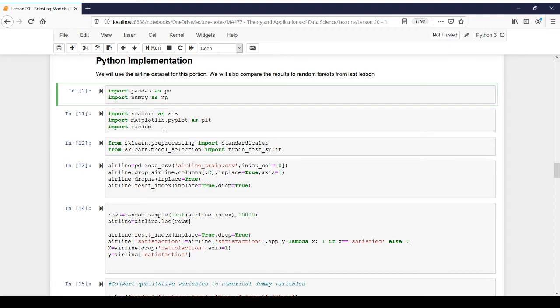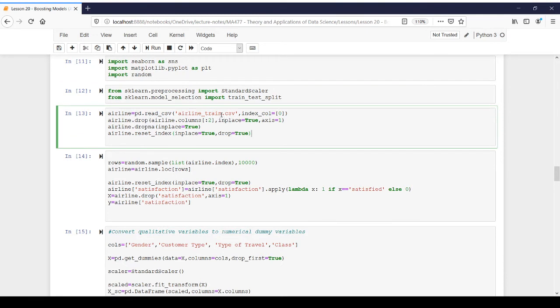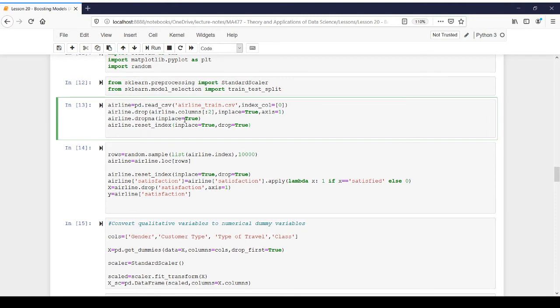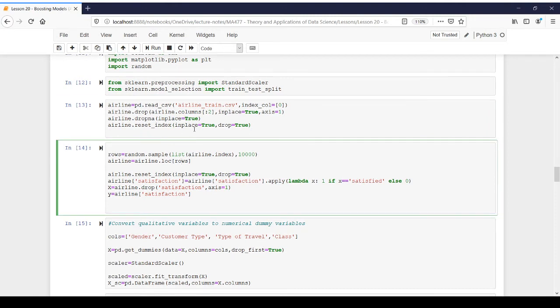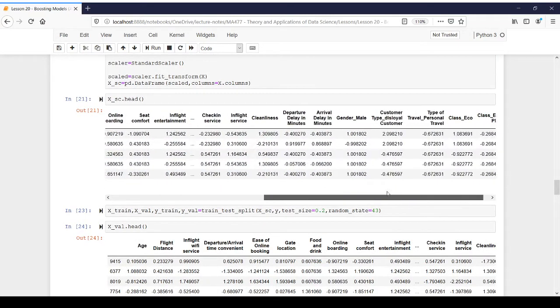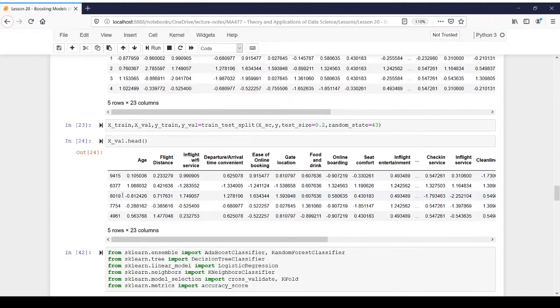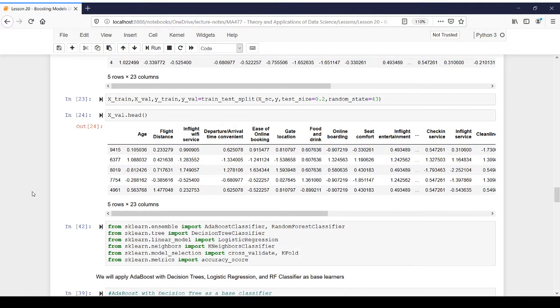So here I'm just importing the standard libraries. I'm going to use this airline satisfaction data set that we've been using in the last few lectures, also for comparison purposes. The next few lines of code are just taking this data set and pre-processing it. At the end of the day, once you scale it, this is what you end up with. You have 23 columns. I'm also going to separate a validation set that I'll use to gain an idea of how well the model is doing on a set that it has not seen during the tuning stages.